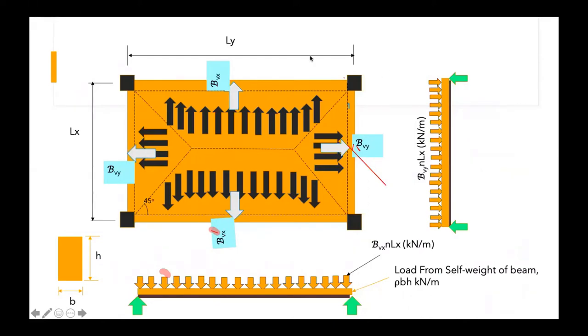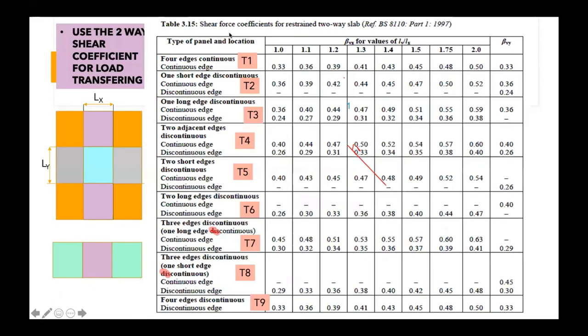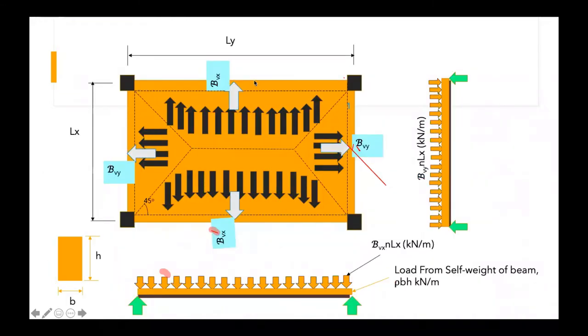Again, we need to identify LY, LX, and then this is the pattern of cracking. The pattern of cracking will show us how much of the load the slab will transfer to the beams around it. Our slab is surrounded by four beams here. This is the beam, this is also the beam and so on. If there's no beam here, you cannot use the table. Table 3.15 is only for the restrained slab. Meaning that your slab is supported by beams all around it. So this is called a restrained slab.